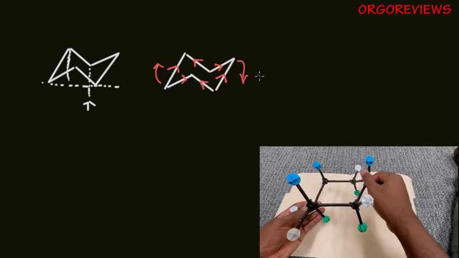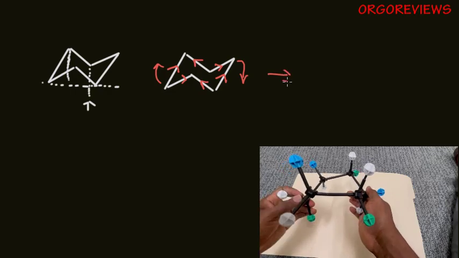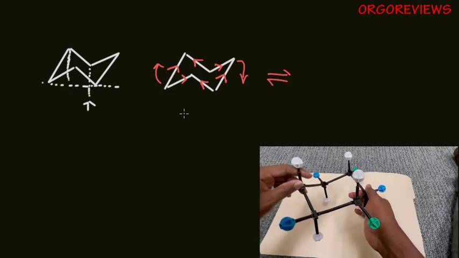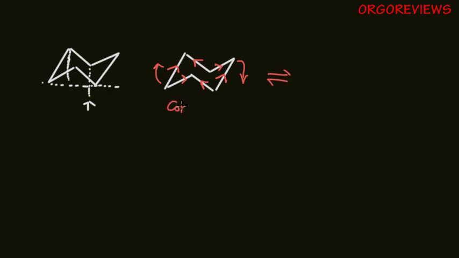The same way you can flip this structure, as you can see in the model kit. If you flip it, this end will come down and that end will go up. So this happens interchangeably as the cyclohexane conformation. So you have conformer A, which can flip to conformer B, and let's see how conformer B is going to look.